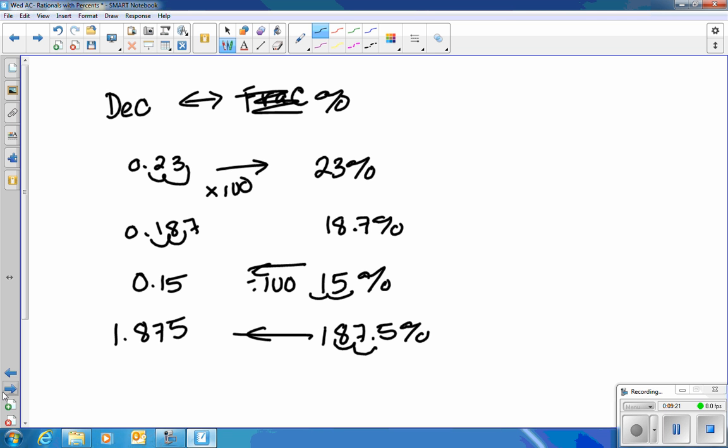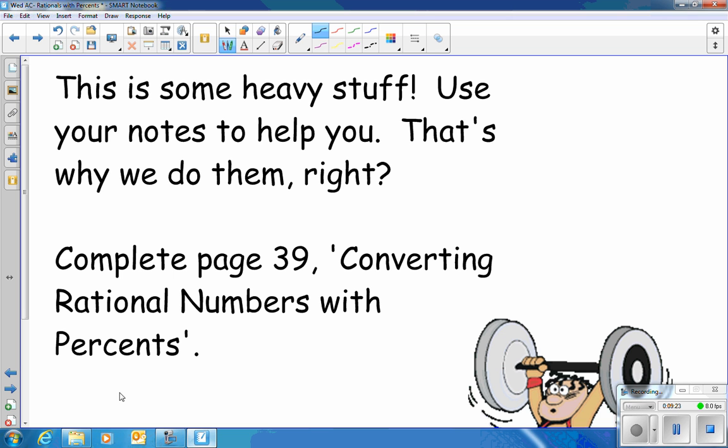So now you should have all three forms. You should be able to convert a fraction to a decimal and to a percent. You should also be able to convert a decimal to a fraction and to a percent. You should be able to take a percent and take it into a fraction and a decimal.